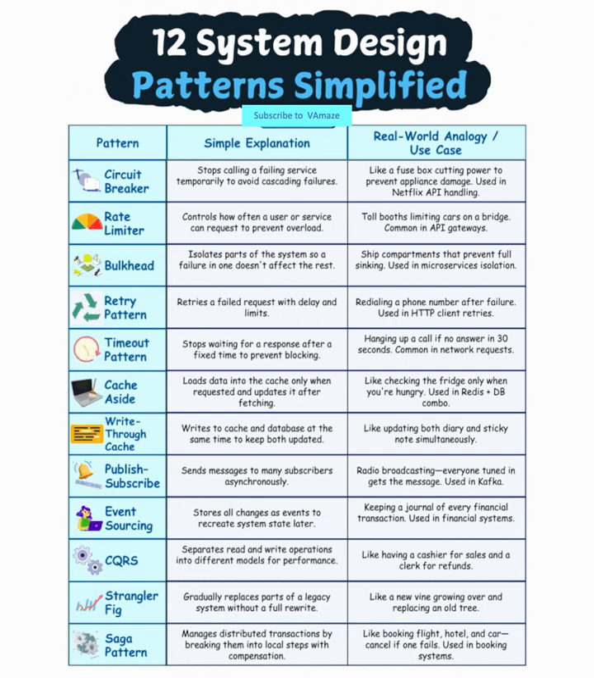Pattern 2. Rate limiter. The rate limiter pattern is like having a bouncer at a club. It controls how many requests a user or service can make within a specific time window. This prevents system overload and ensures fair usage. Think about toll booths on a bridge. Even if there's a traffic jam, only a certain number of cars can pass through each booth per minute.